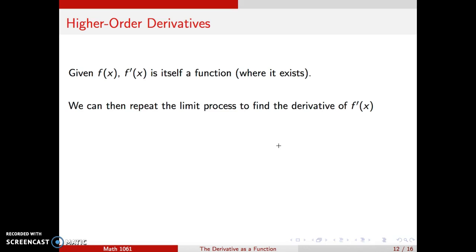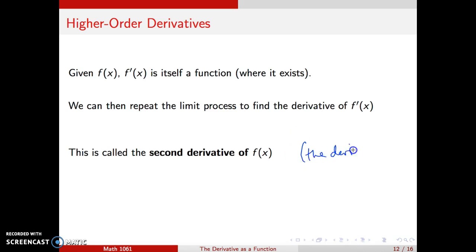Last thing to mention is higher order derivatives. If f prime is itself a function, that's what we've been talking about, at least to find where it exists, or to find where that limit exists. So you can repeat this process. You can, in theory, do it over and over and over again. If you did it one more time, the result would be what we call the second derivative of f of x, which would be the derivative of the derivative.